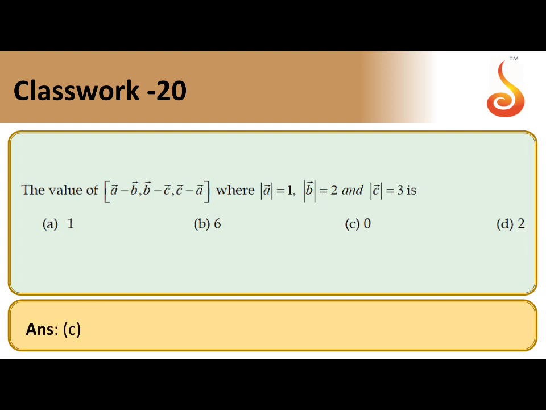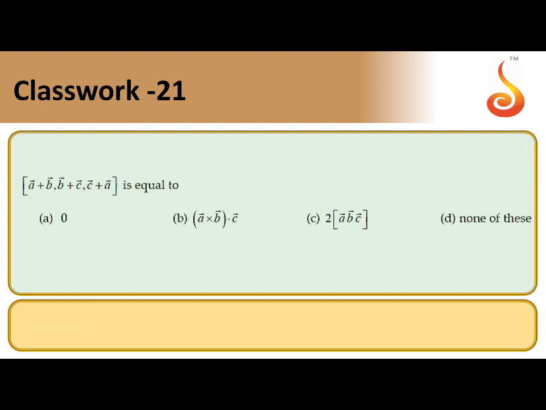Check the answer. Answer C is correct. The next question: they are given a plus b, b plus c, c plus a. What is the answer here? 2 times box abc. Now we have the formula: [a plus b, b plus c, c plus a] equals 2 times box abc. That is the answer here.